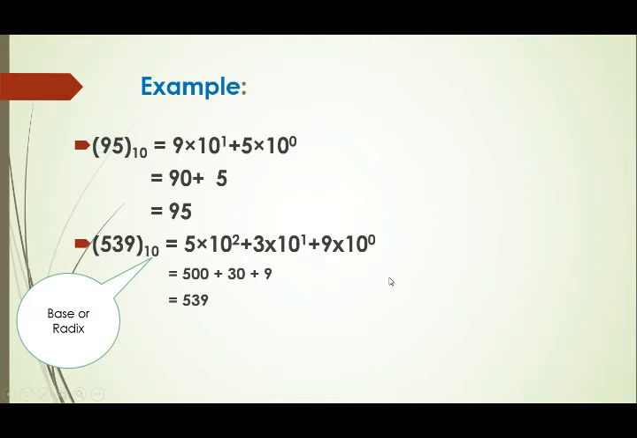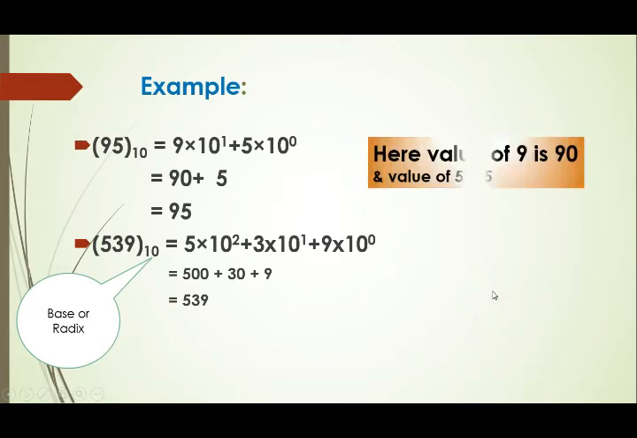Now the same thing applies to the number 539. In the number 539, the value of 9 is ones, meaning 9. The value of 3 is tens, meaning 3 multiplied by 10, which is 30. And the value of 5 is hundreds, so 10 raised to 2, so it will be 500.